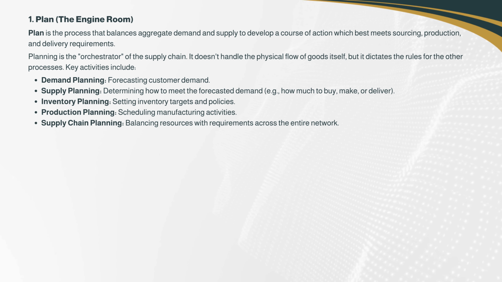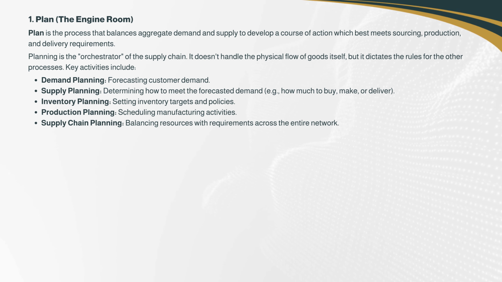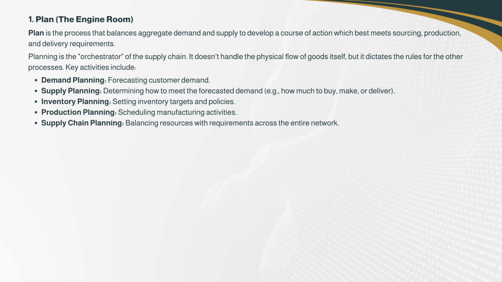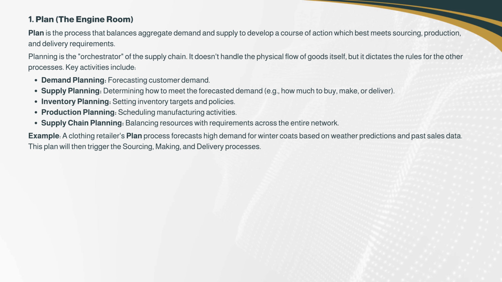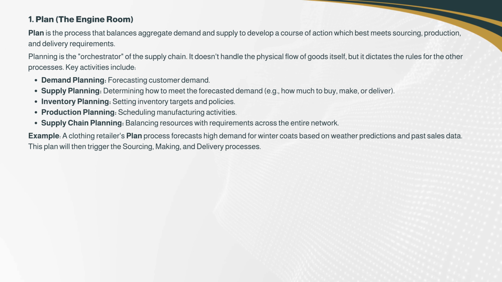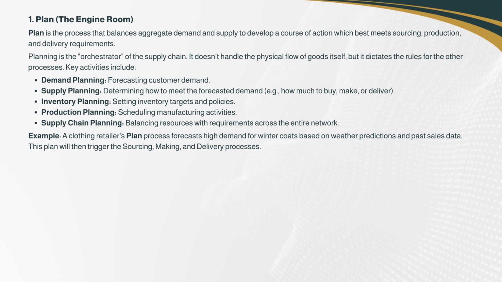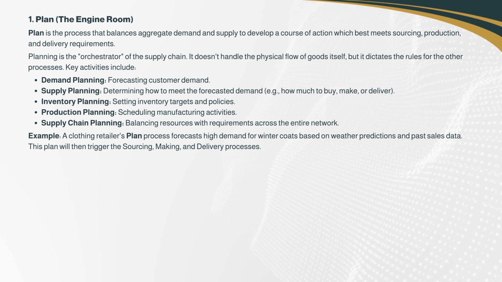Inventory planning, setting inventory targets and policies. Production planning, scheduling manufacturing activities. Supply chain planning, balancing resources with requirements across the entire network. Example: a clothing retailer's plan process forecasts high demand for winter coats based on weather predictions and past sales data. This plan will then trigger the sourcing, making, and delivery processes.